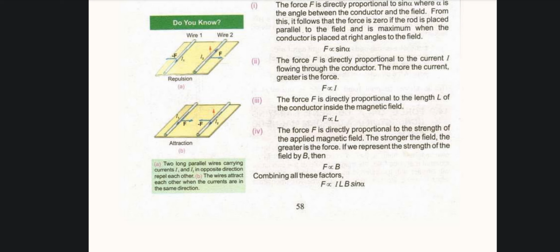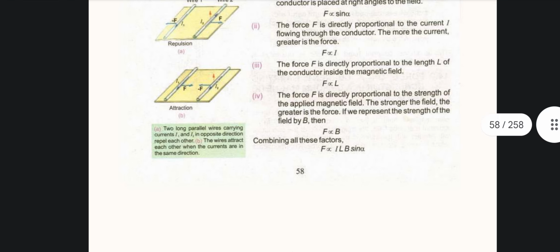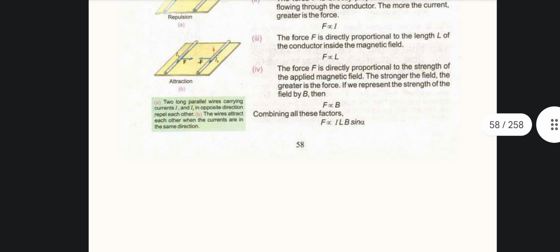Number 2, the force F is directly proportional to current I flowing through the conductor. The more the current, greater is the force. F is directly proportional to I. Number 3, the force F is directly proportional to the length of the conductor inside the magnetic field. F is directly proportional to L. Number 4, the force F is directly proportional to the strength of the applied magnetic field. The stronger the field, the greater is the force. If we represent the strength of the field by B, then F is directly proportional to B.